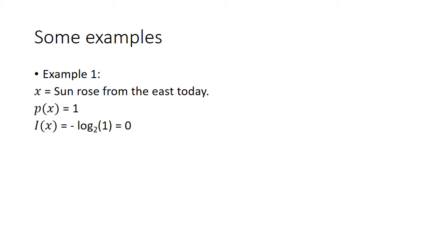Now let's look at some of the examples. Example 1, the sun rose from the east today. Well, we knew that the sun was going to rise from the east today, right? So the probability of that was 1 anyway, and the information content of that event is 0.